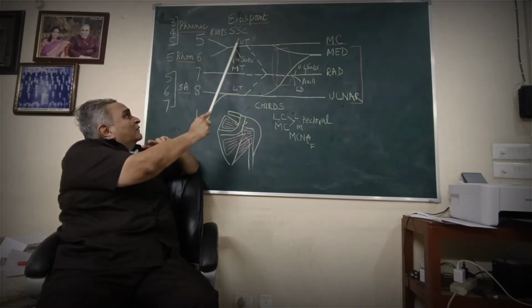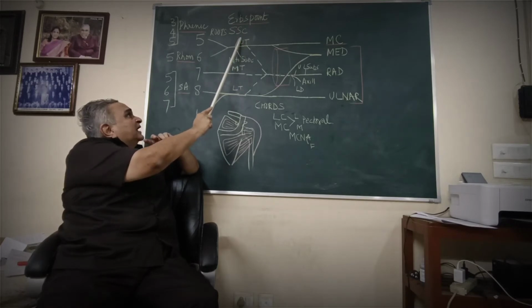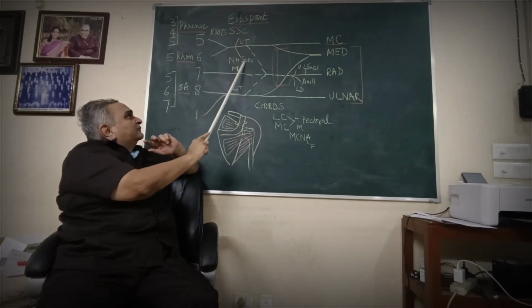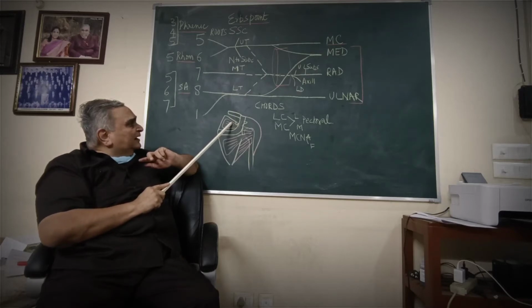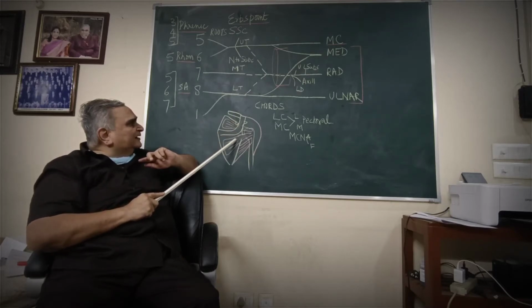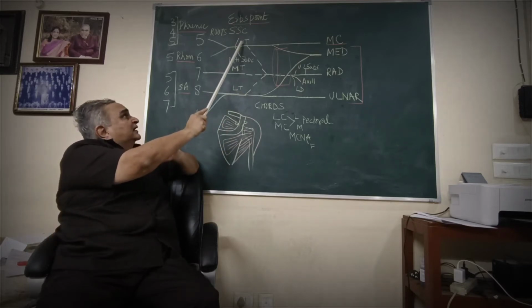Then from the upper trunk, which is also called the Erb's point, you have the suprascapular nerve and the nerve to subclavius. The suprascapular nerve passes through the suprascapular notch in the scapula and supplies the supraspinatus and infraspinatus. So this is the Erb's point.